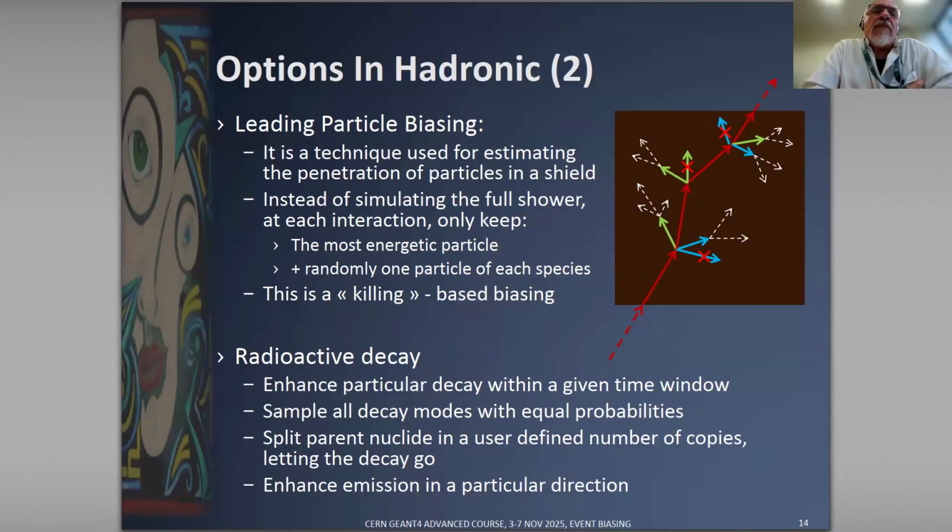In the radioactive decay module, there are several options which exist. You have the ability to displace the simulation of the radioactive decay inside a given time window. You can also modify the decay channels, the probabilities of the decay channels with which the particles are emitted. You can also split the parent nucleus, etc. So, okay. Next slide.